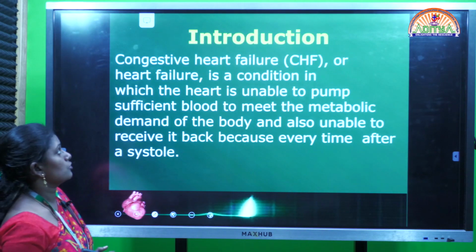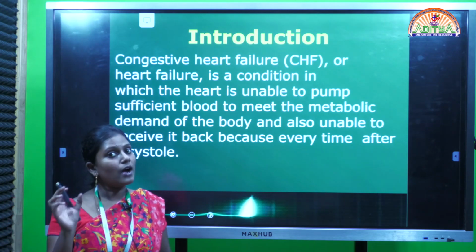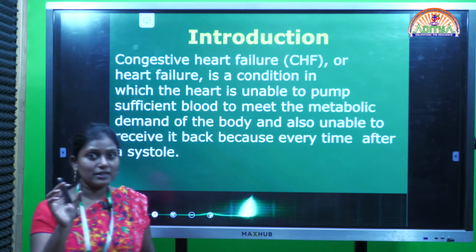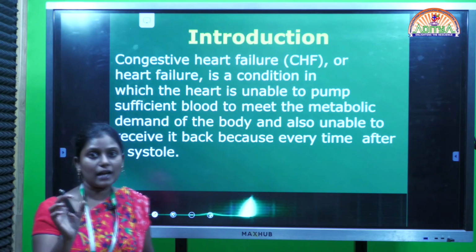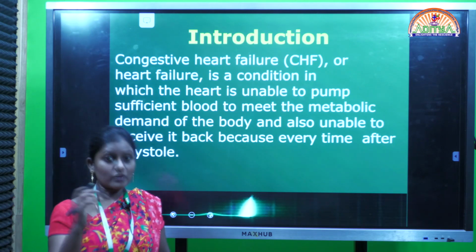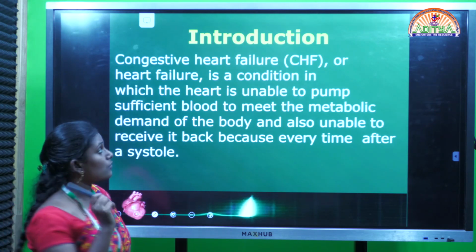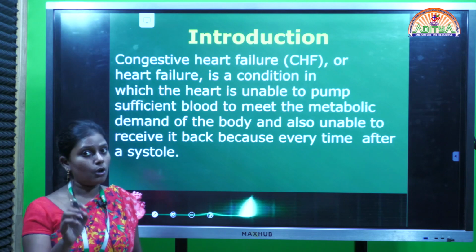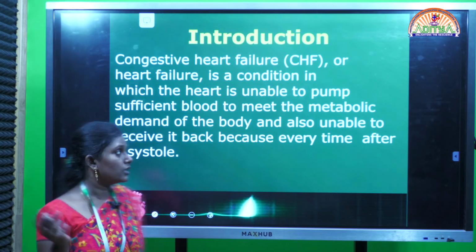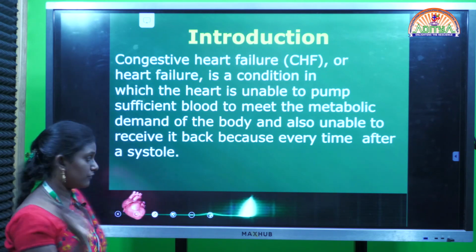So introduction. First of all we have to be very clear with the term congestive heart failure. Before knowing about this term we need to be clear what is the main function of the heart. To pump the blood, oxygenated blood, to different parts of our body. But in congestive heart failure, the heart will lose its function to pump the oxygenated blood to different parts of our body. That is the main thing that happens in congestive heart failure.